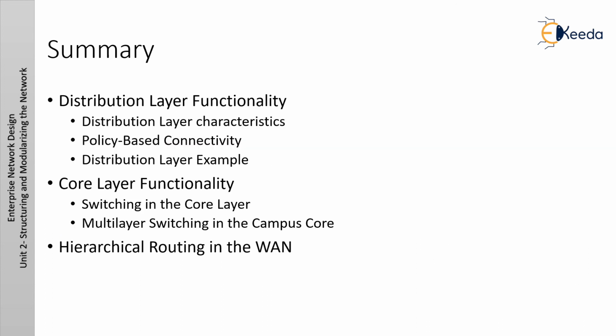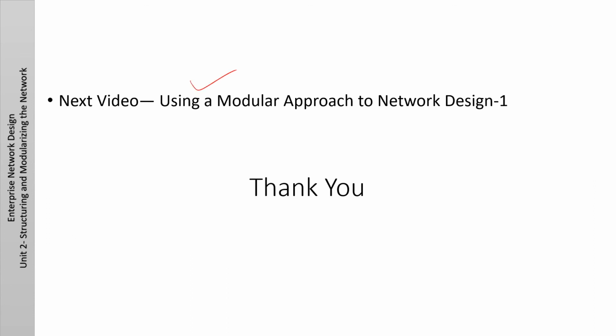In this lecture, we have discussed distribution layer functionality and core layer functionality, with hierarchical routing in the WAN. When we discussed distribution layer functionality, it covered distribution layer characteristics, policy-based connectivity, and a distribution layer example. In the case of core layer functionality, we have discussed switching in the core layer and multi-layer switching in the campus core.